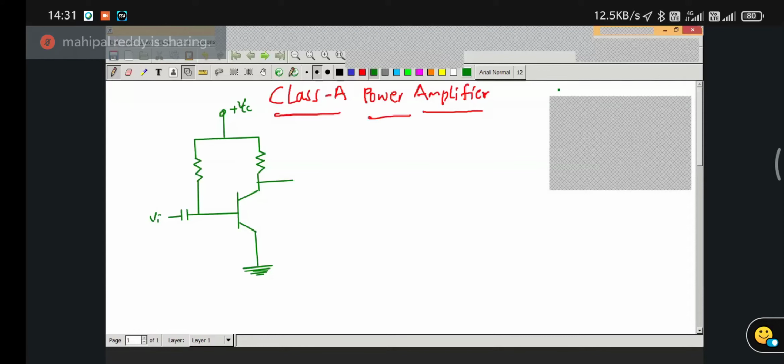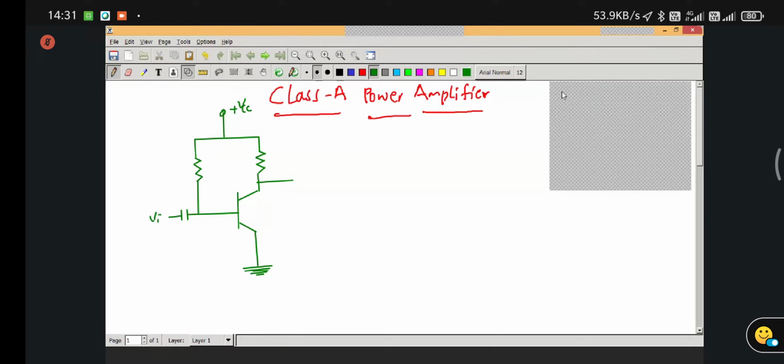We are having the four types of power amplifiers. Those are Class A power amplifier, Class B, Class AB, and Class C power amplifiers. Among those, we are going to discuss three types of power amplifiers according to our syllabus. First, let us see the Class A power amplifier.